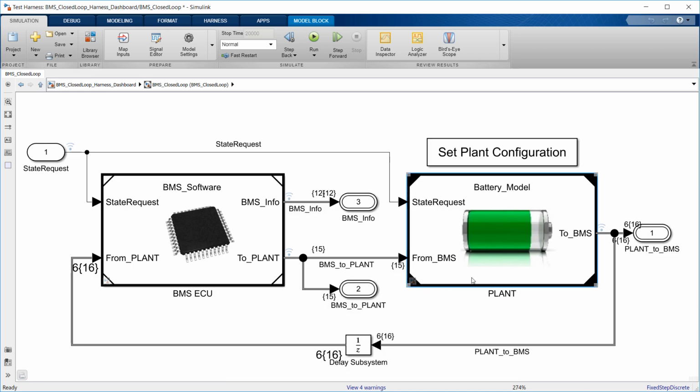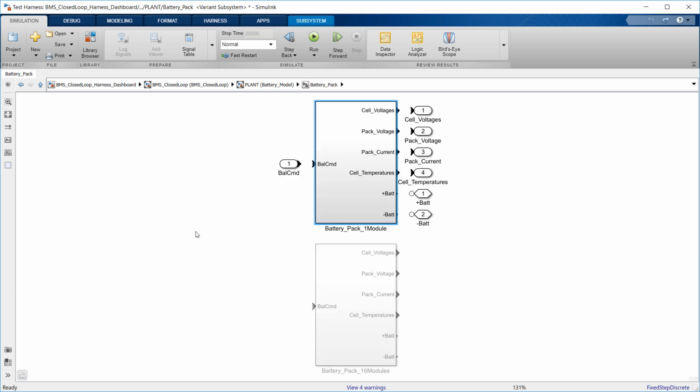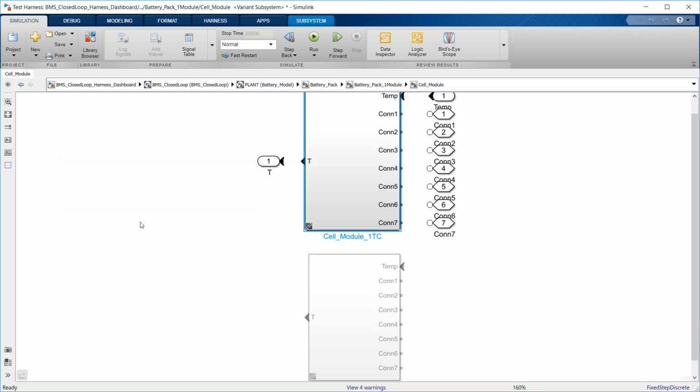Let's start with a description of the battery pack and its peripherals. The variant subsystem on the left contains two versions of the battery pack mentioned earlier. Let's describe the 6S1P version first.